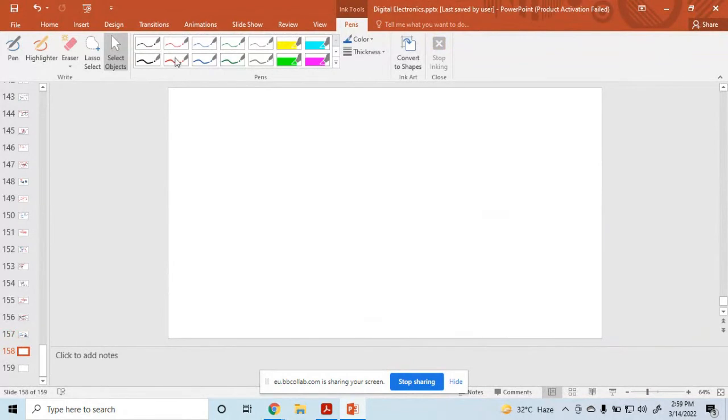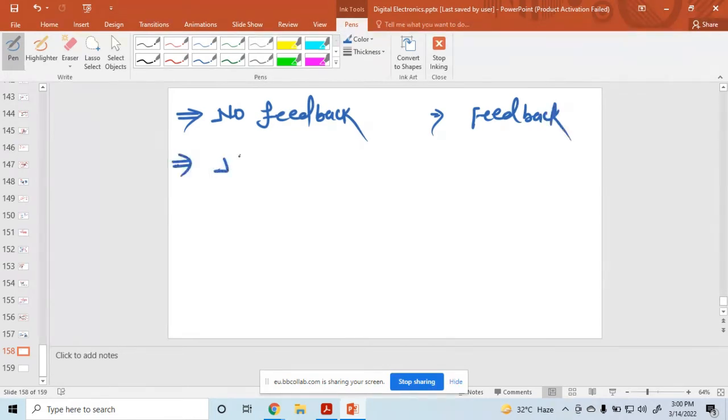What is another difference between a combinational circuit and a sequential circuit? The combinational circuit has no feedback. The sequential circuit has a feedback. That means here, no memory. But the sequential circuit has a memory.